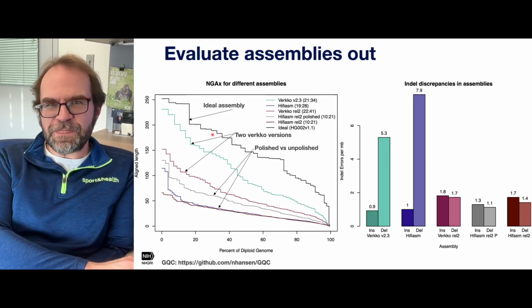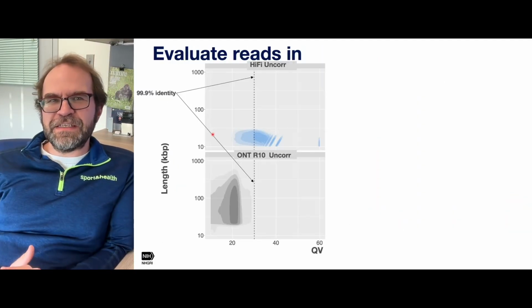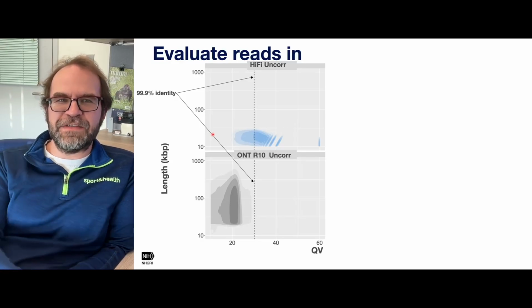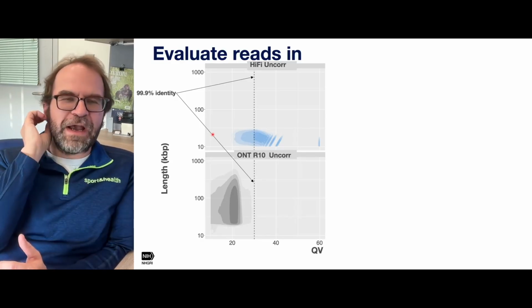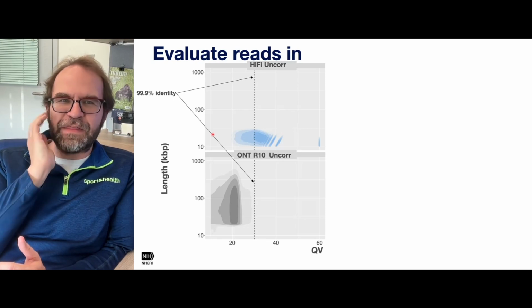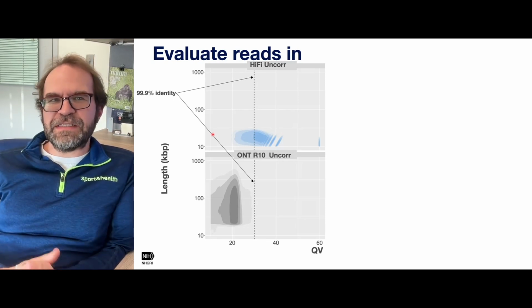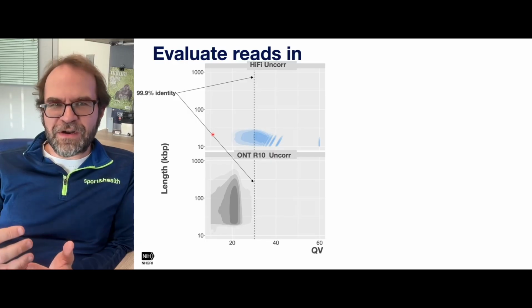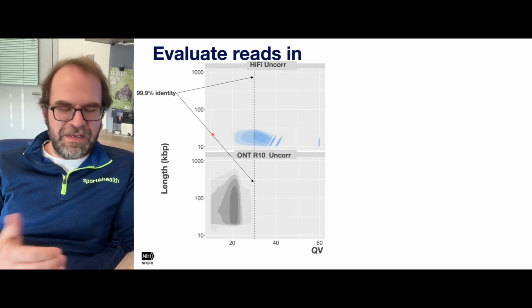homopolymer. We can also evaluate the reads, and so this is showing you QV versus length for a bunch of reads. And so the bottom here is the QV, the y-axis is the length in kilobases, so 1,000 there's the megabase. And so we can see HiFi reads and ONT R10 reads. The ONT reads are much longer, but less accurate than the HiFi reads.